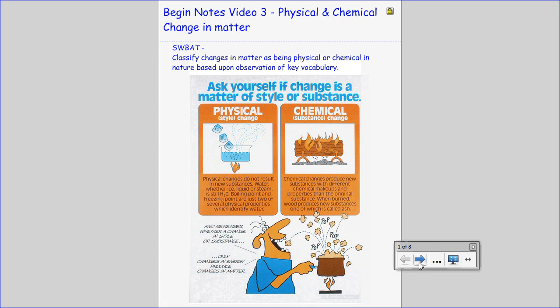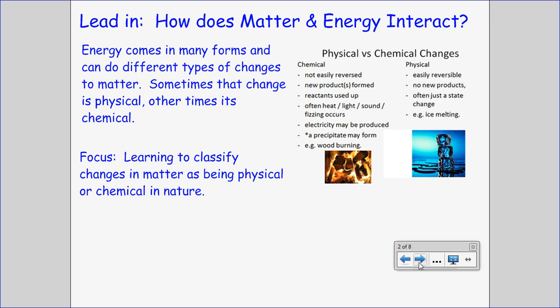Okay. So we got our little lead in here today. And how do matter and energy interact? Well, energy comes in many forms and can do different types of changes to matter. Sometimes that change is physical, other times it is chemical. For example, if you heat up water, it's going to turn from an ice cube, if it was frozen, to liquid, and then to steam. If you heat up paper, which is a solid, it will eventually combust and burn and turn into ashes. So energy does different things to different types of matter. Sometimes it does a physical change, sometimes it does a chemical change. Our focus here is learning to classify changes in matter as being physical or chemical in nature.